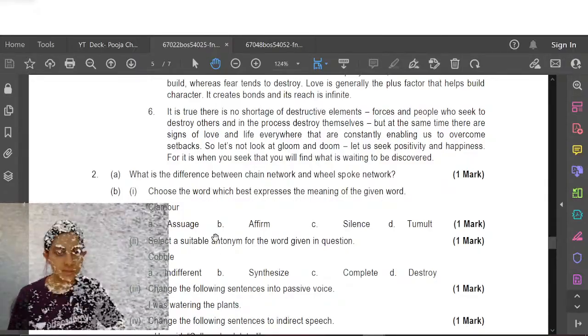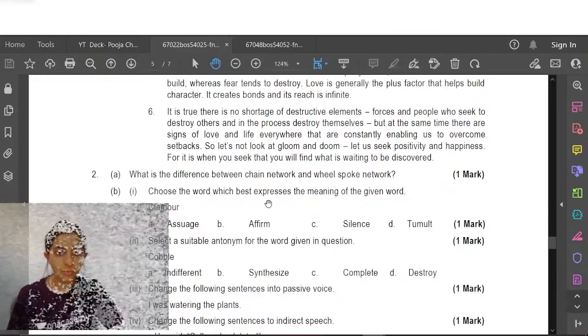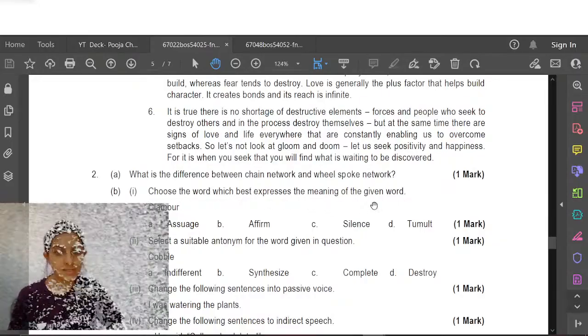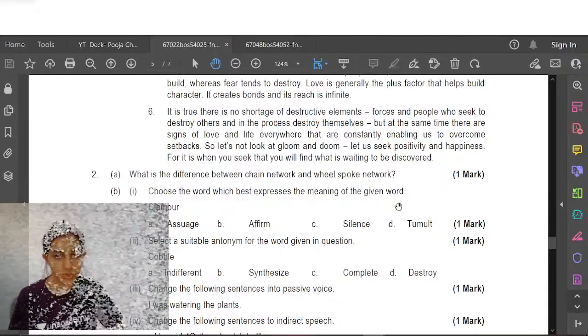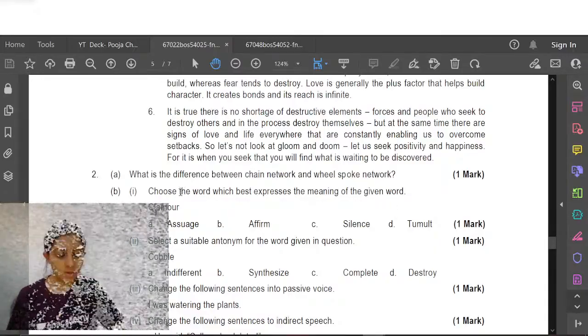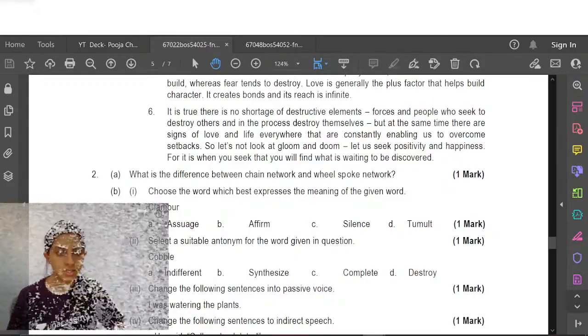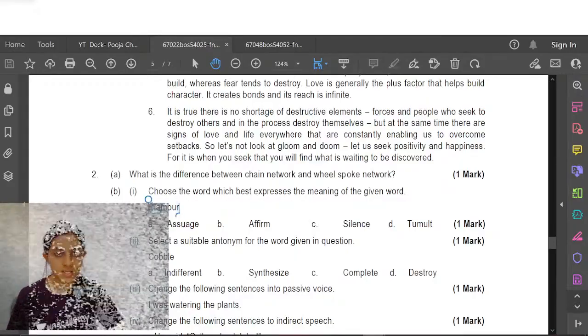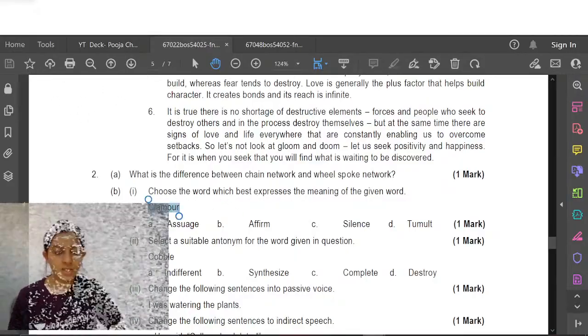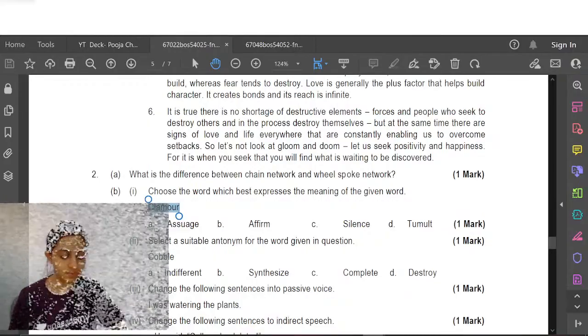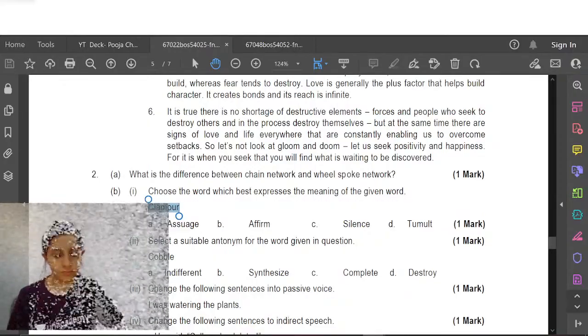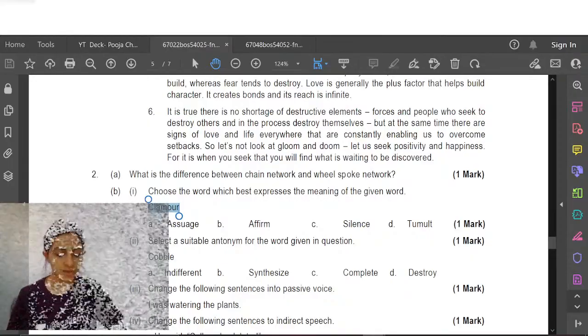Second. B. Choose the word which best expresses the meaning of the given word. Okay. So now, when I speak of the first word, it is calmer. Let's give it a shot. Let's see what does it mean. Give it a shot. Try it by yourself. I'll discuss.